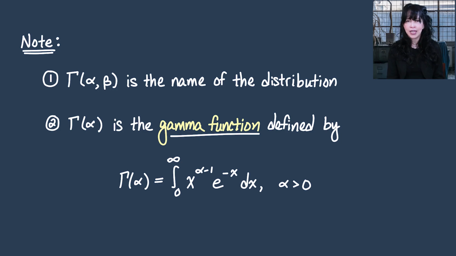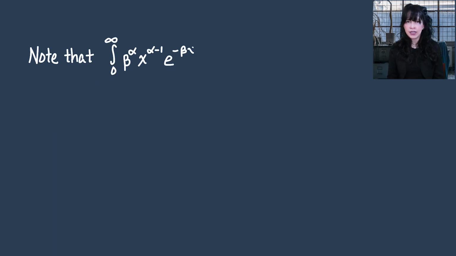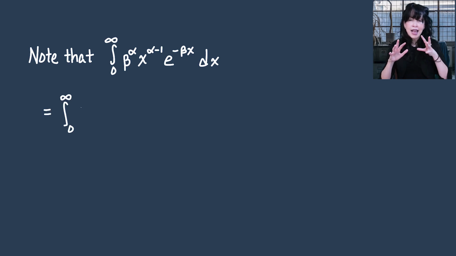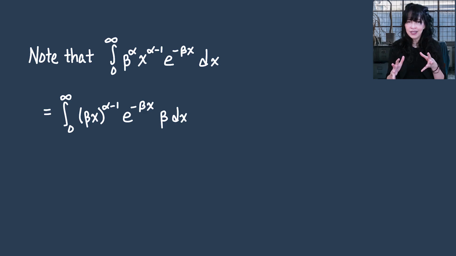And why do we care about this, and why do we have it in front of the PDF? Because check this out. I'm going to integrate from 0 to infinity beta to the alpha x to the alpha minus 1 e to the minus beta x dx. Now, this is the gamma PDF that I gave you without that gamma function part. This is the rest of it. And I am going to group together the beta and the x. So I'm going to write this as the integral 0 to infinity of beta and x to the alpha minus 1 e to the minus beta and x. And then I have an additional beta that I'm going to put over here with the dx.